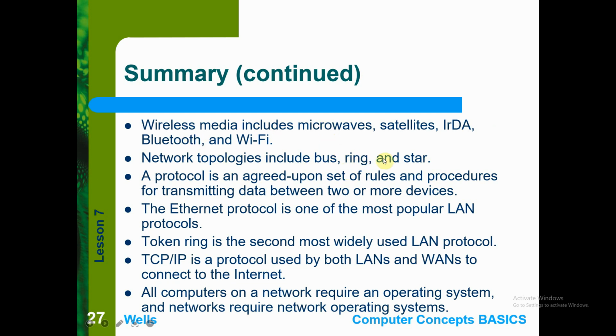Topologies include three: bus, ring, and star. Then the set of rules and procedures for transmitting data between two or more devices is called your protocol. Ethernet is one of the most popular LAN protocols and probably the standard protocol in our LANs. Also, token ring is the second most widely used and still considered another standard. TCP/IP is for the internet, used by both LANs, and they need an OS. All of your computers need an OS, and a NOS, network operating system, enables the network to function along with the computers connected to it.